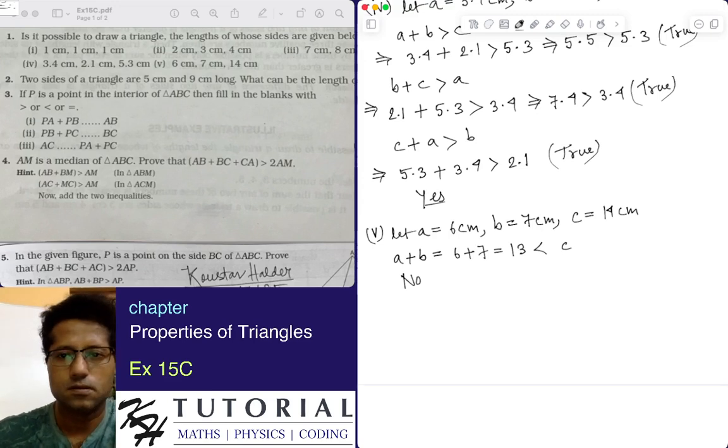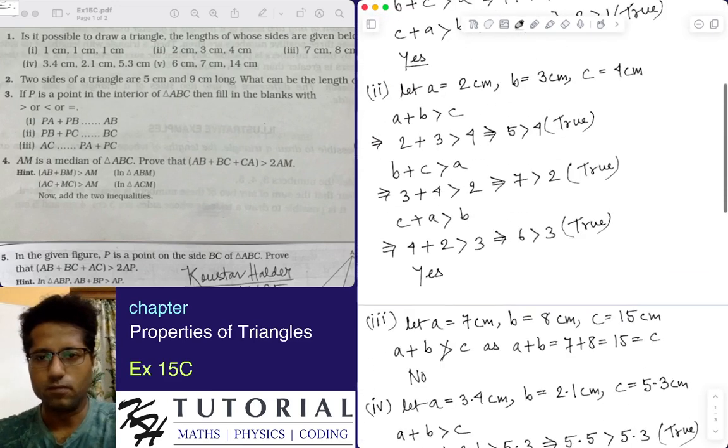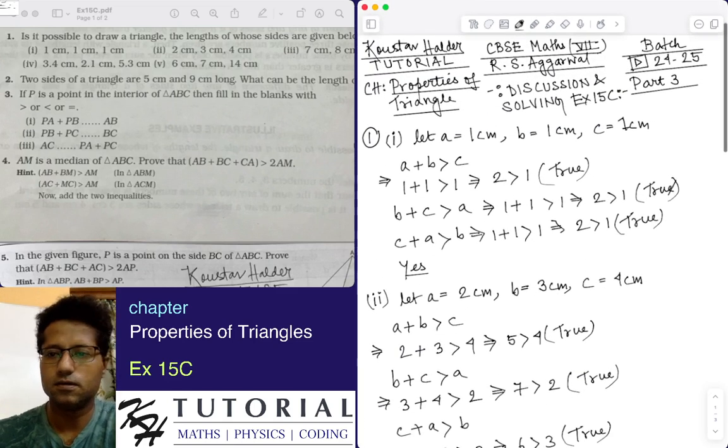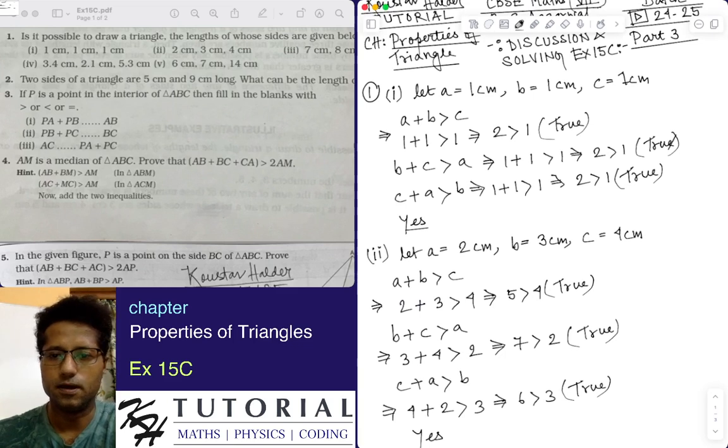Okay. So while I am solving the problem, you can pause the video and take a screenshot if you think the solution will help you.